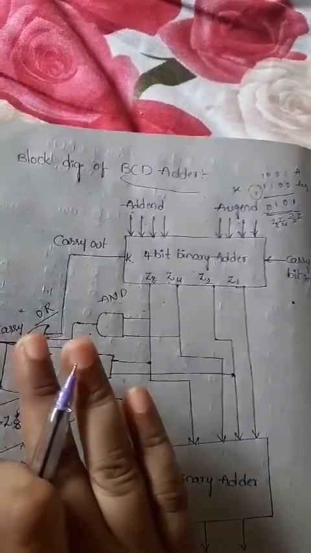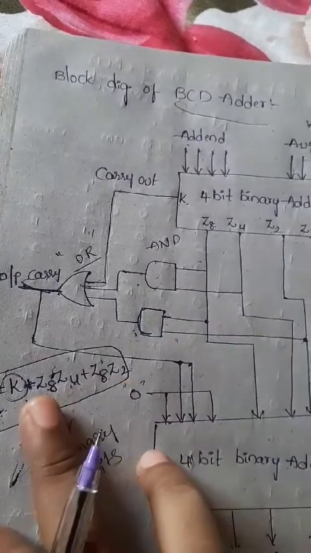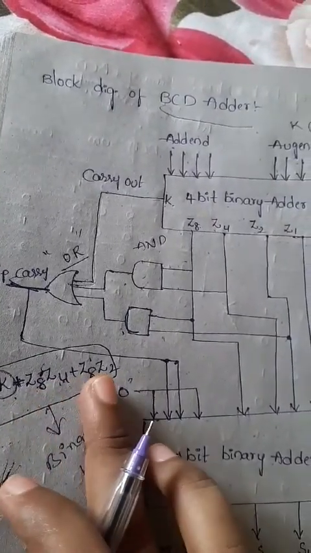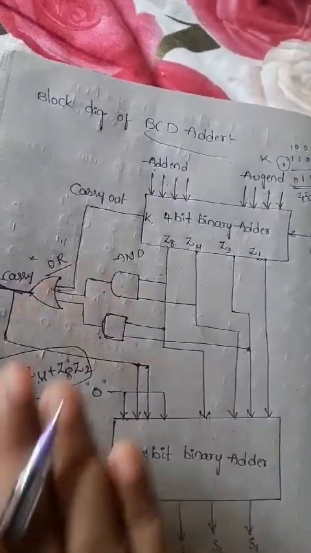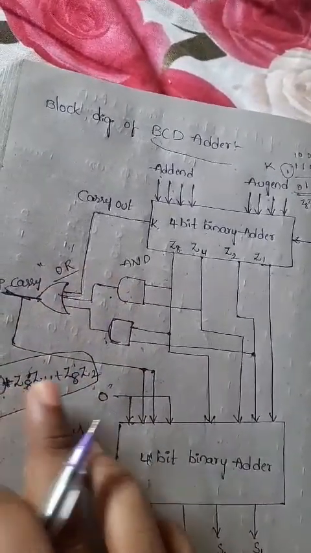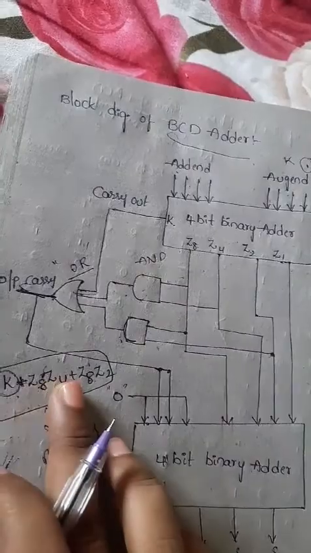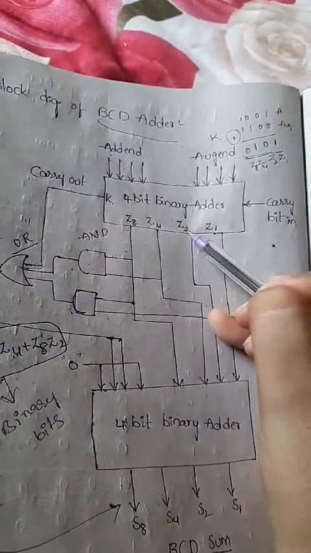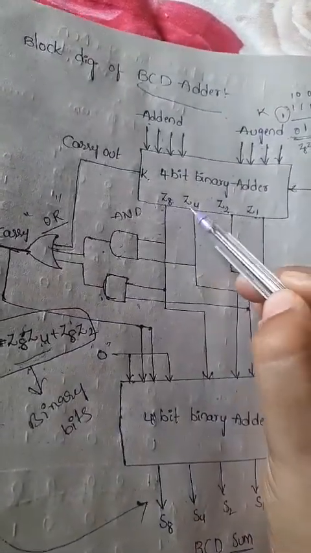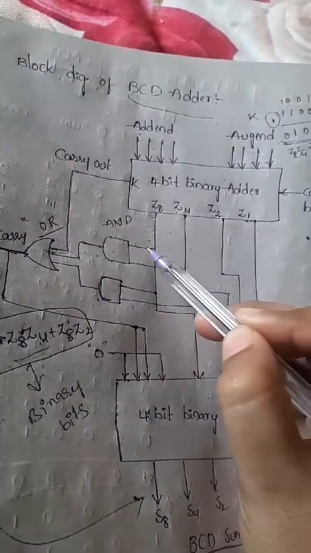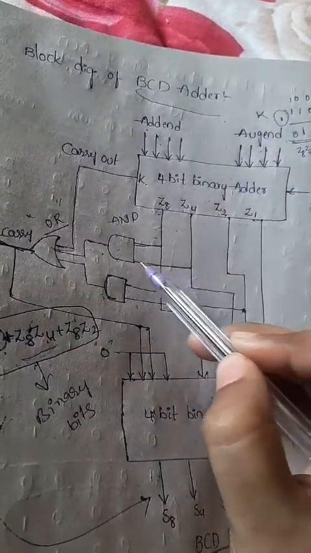Okay, so next what we are going to do, here we have two multiplication operations: Z8 and Z4, and Z8 and Z2. Before adding these two numbers, first we have to do the multiplication between these two bits. So between Z8 and Z4 we have multiplication, so I can represent it with an AND gate.